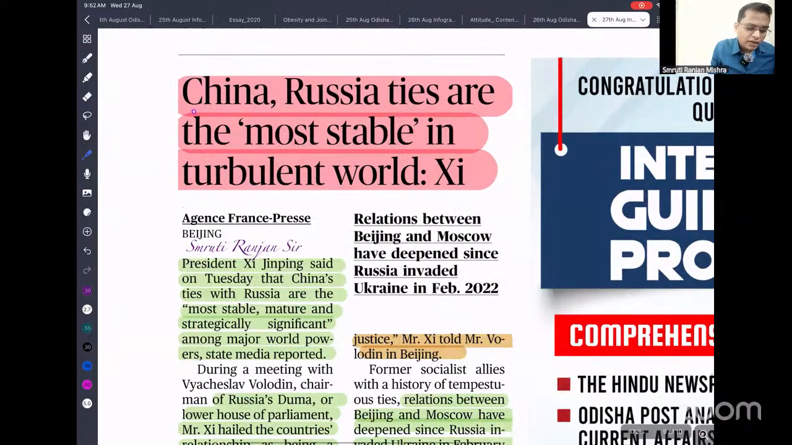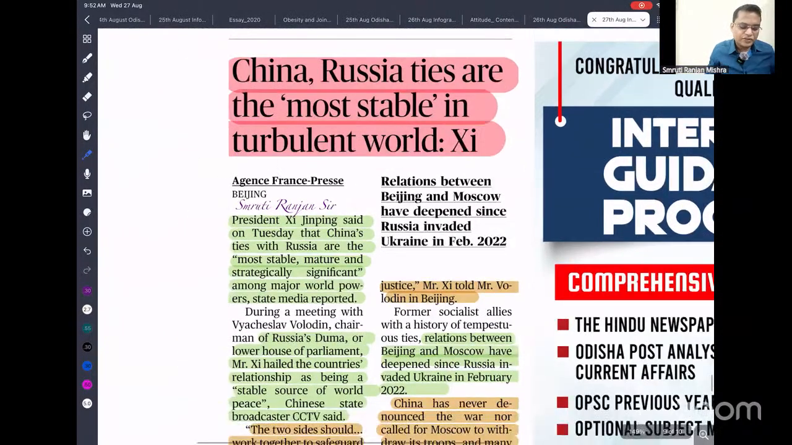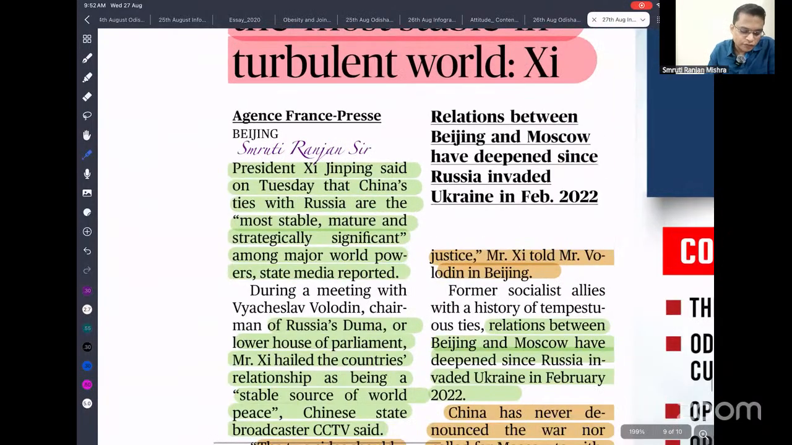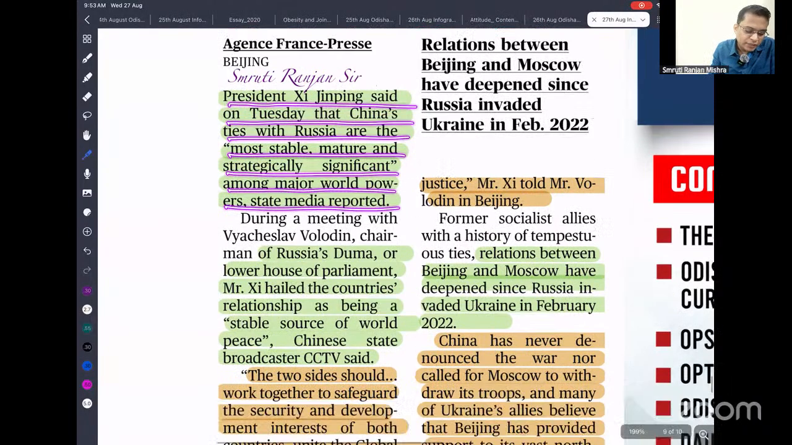So China-Russia ties are most stable in a turbulent world. Recently we have seen that the USA's action against both China and Russia led to both coming together and cementing their relationship. So this is a cause of concern for India also. President Xi Jinping said on Thursday that China's ties with Russia are the most stable, mature, and strategically significant among major world powers, state media reported.